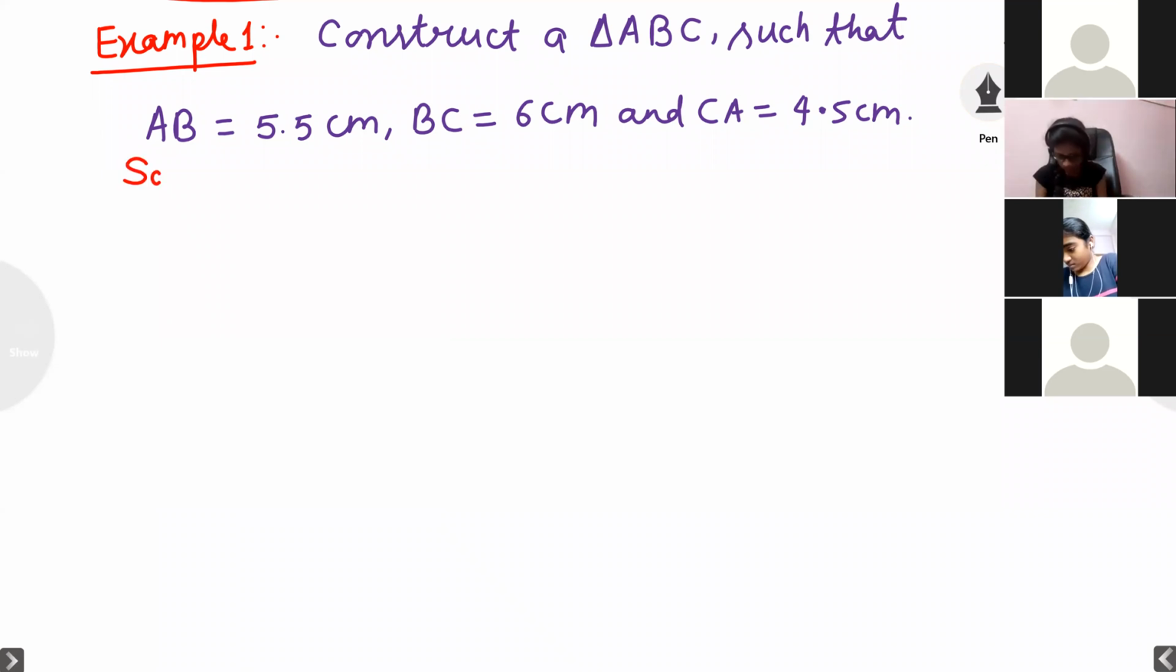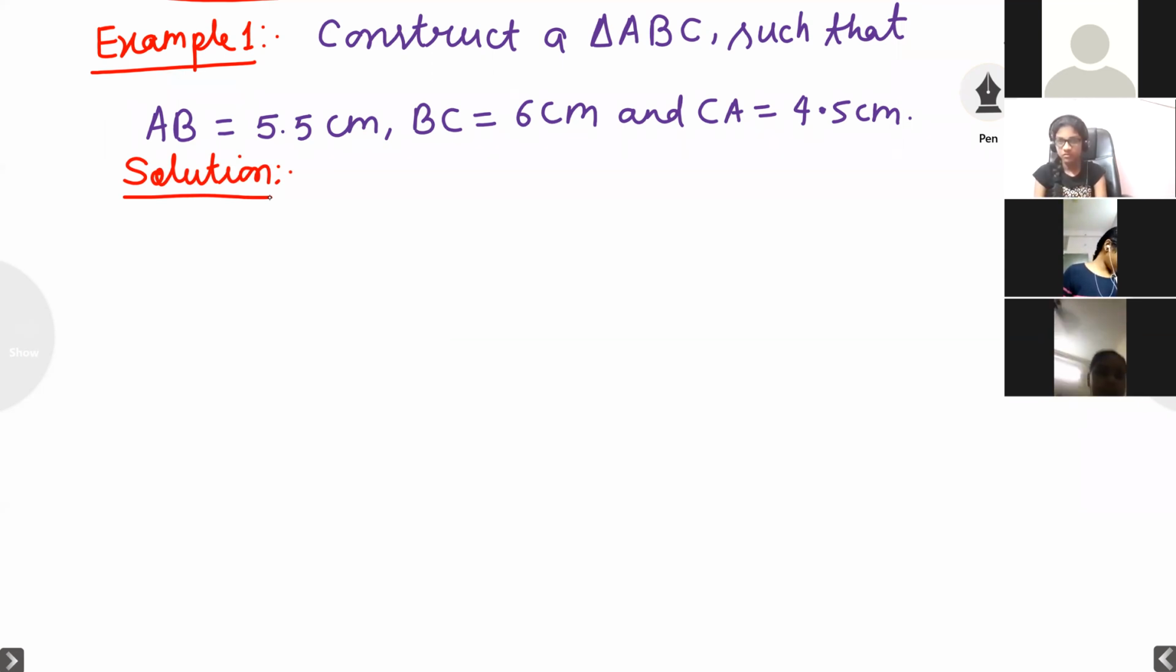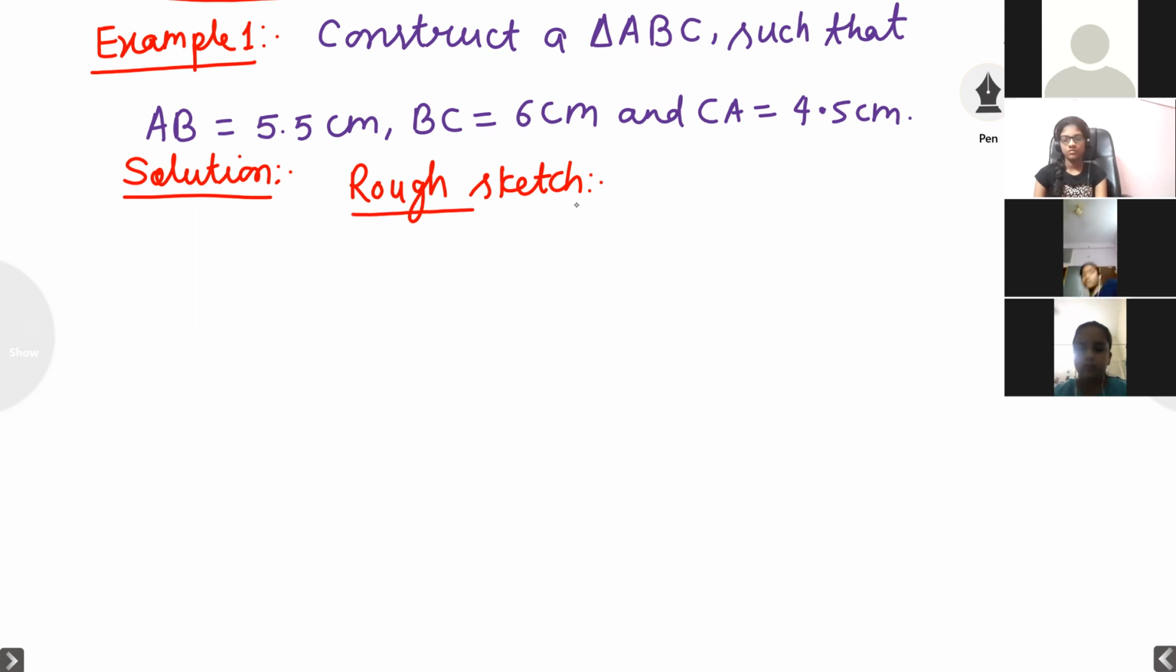All students stop writing, concentrate here. When we are going to do any construction, firstly, I want to draw a rough sketch. Listen carefully. If you know the rough sketch, you can draw the figure very easily.